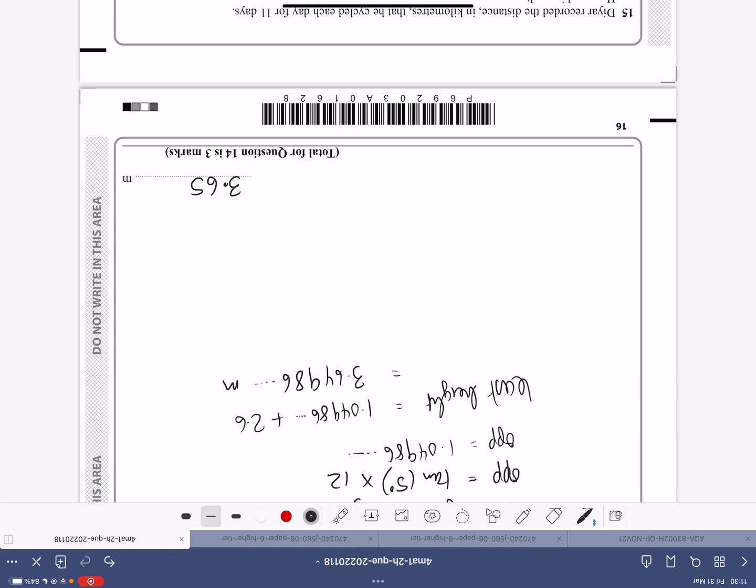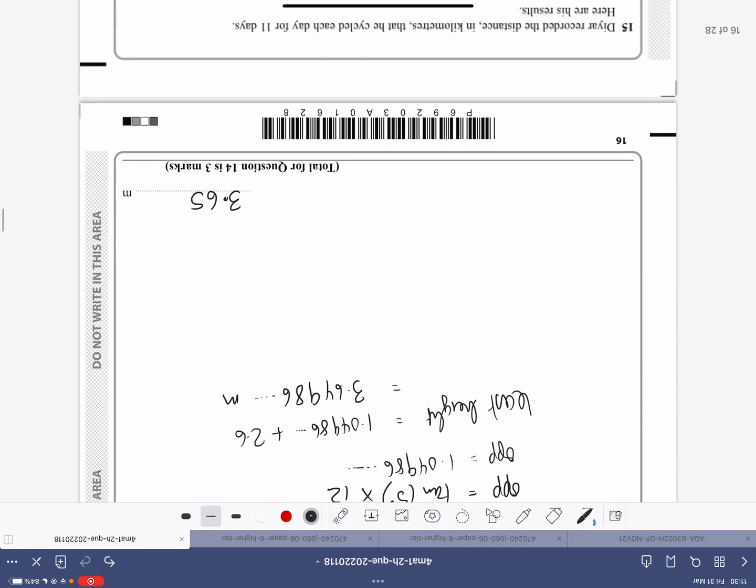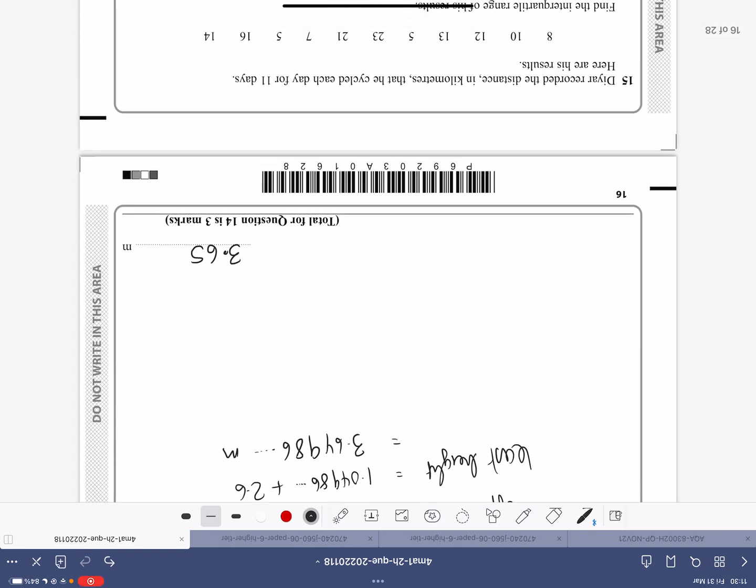Okay, so the diagram is not accurately drawn. Yes. Okay. But anyway, 3.65 to 3 significant figures.